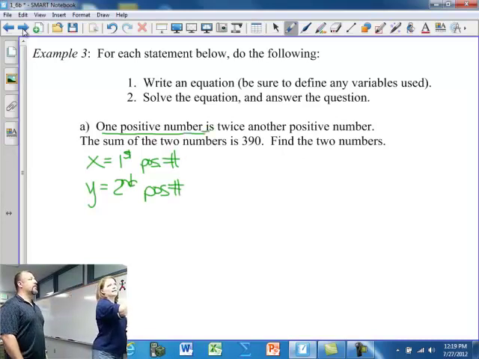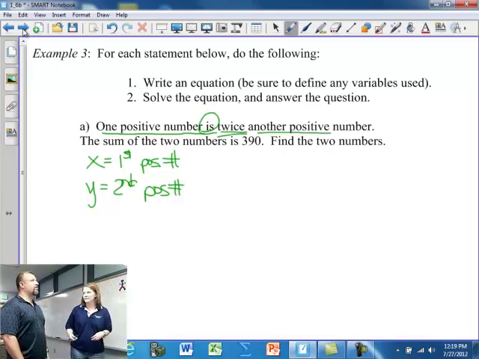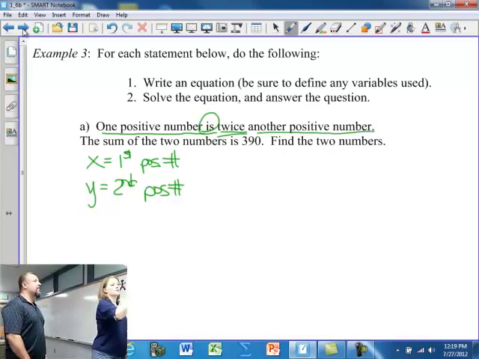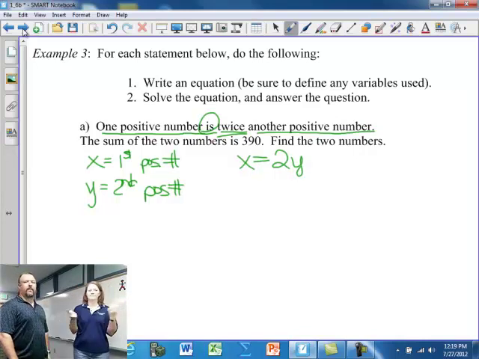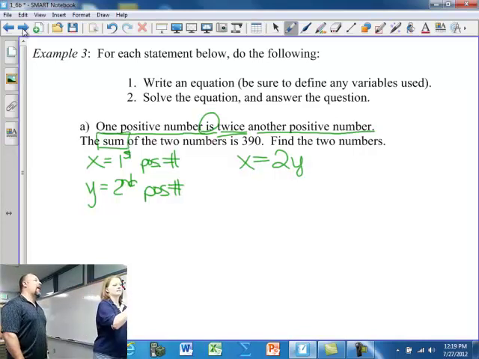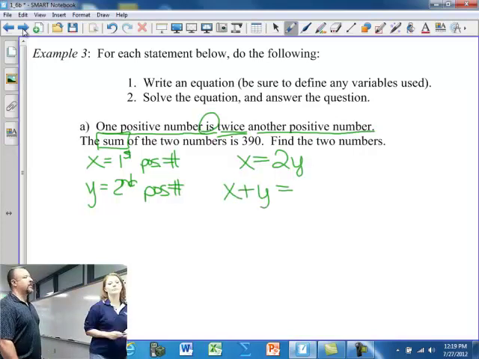One positive number is twice another positive number. What does is mean? Equals. Okay, so x equals twice, 2 times, the other positive number y. There you go. Okay, second sentence, the sum of the two numbers is 390. So sum means plus. Okay, so what are we going to plus? x and y, the two numbers. All right, and it is 390.